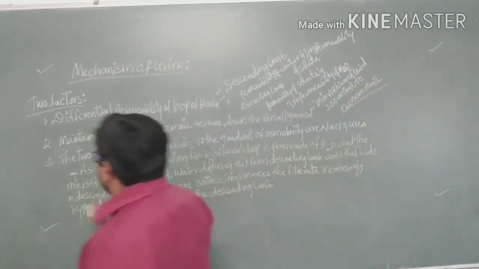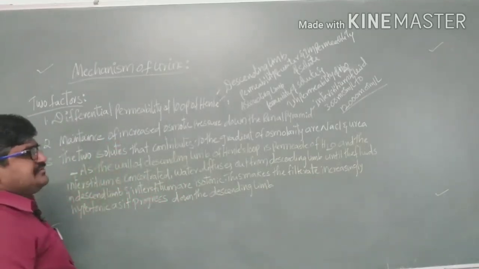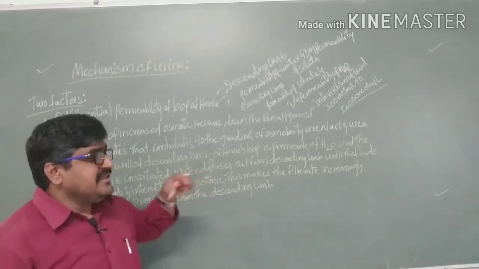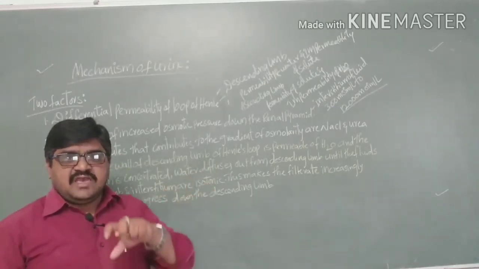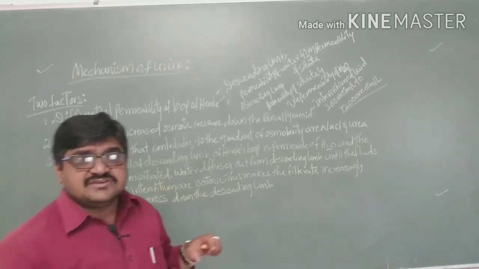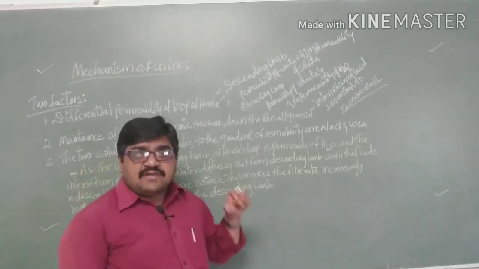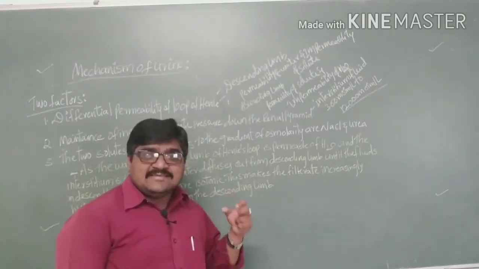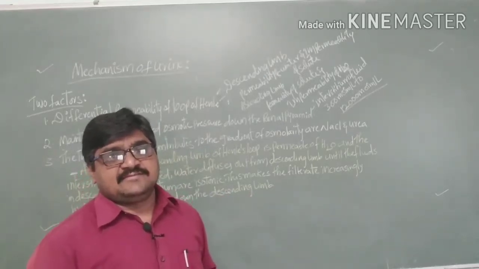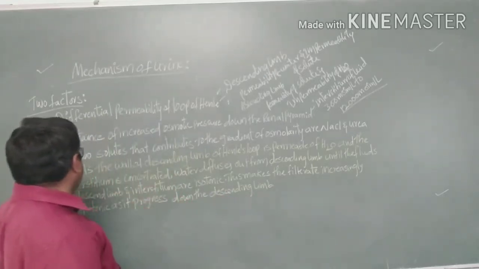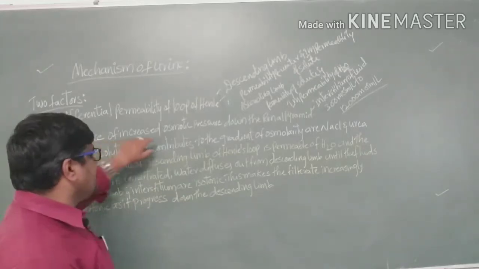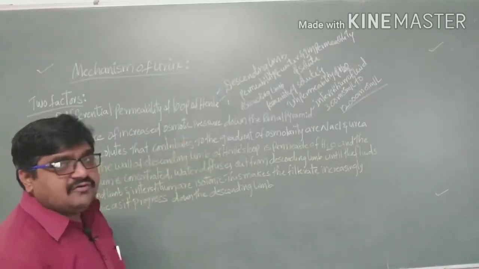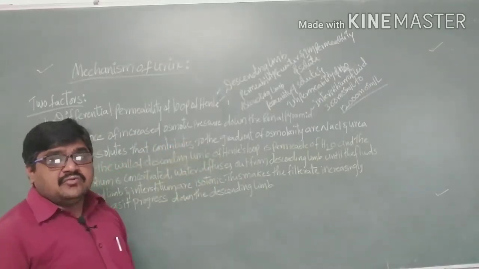So this is the maintenance of increased osmotic pressure in the interstitial fluid around the nephron, where the concentration, that is the osmotic pressure, increases from 300 to 1200 milliosmoles per liter. The two solutes that contribute to the osmolality gradient are NaCl and urea.